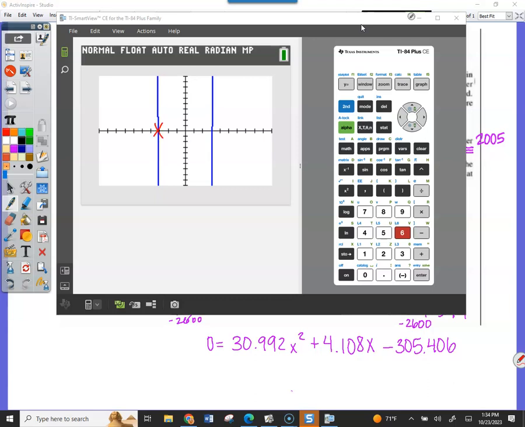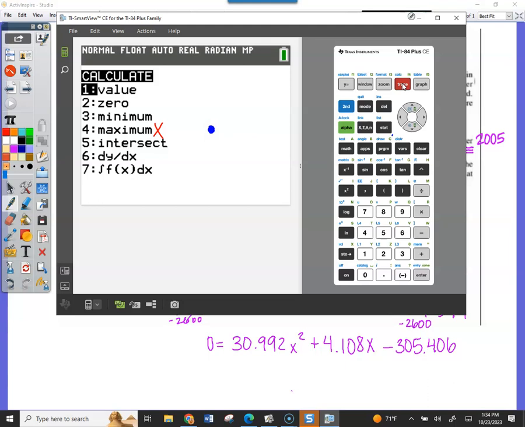X represented years after 2007. You can't have negative years after 2007. So you disregard the one that is out of your domain for this problem, and you focus on just the one that could potentially be the answer. Looks like 3, but I would recommend using this second calc feature to get good practice for when it's not pretty. So second, not second alpha, second calc, find the 0. Remember, that's the intersection with the x-axis.